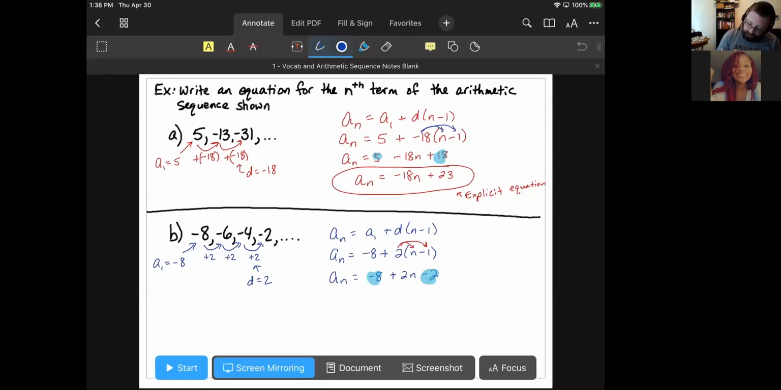Okay, so then we just add the like terms, and we get the nth term is 2n minus 10, which would be our explicit equation.